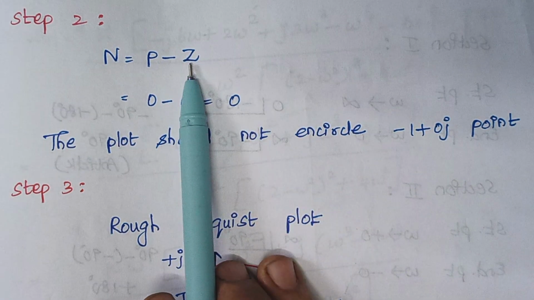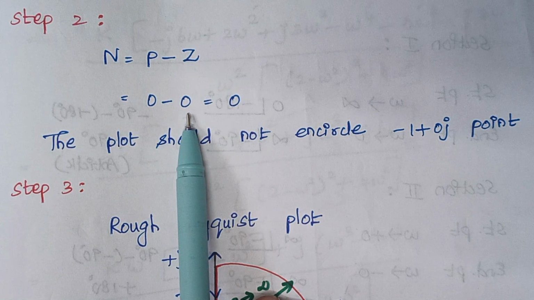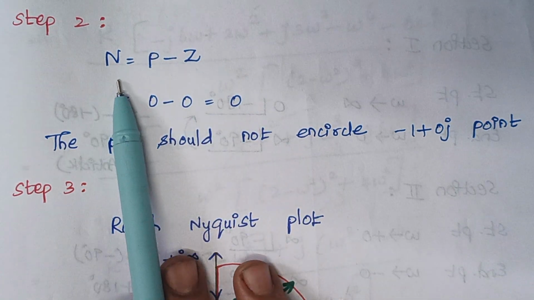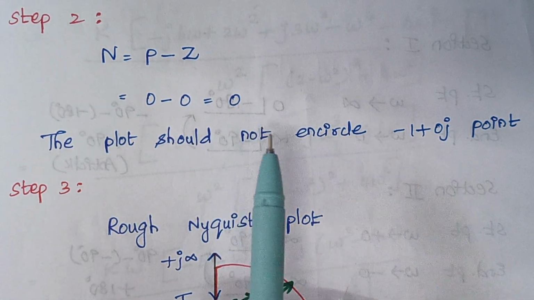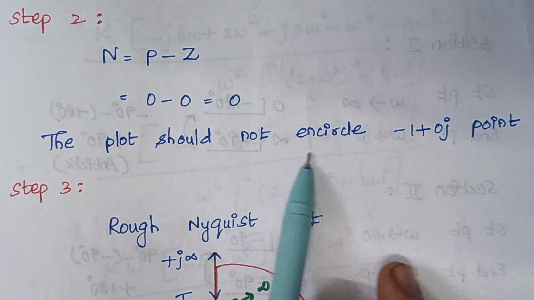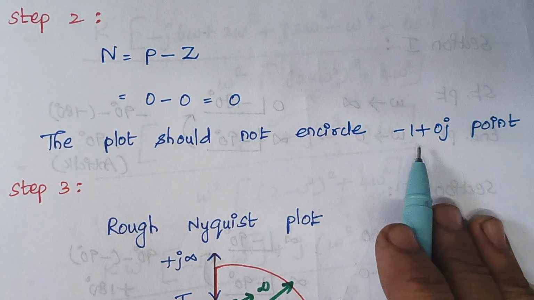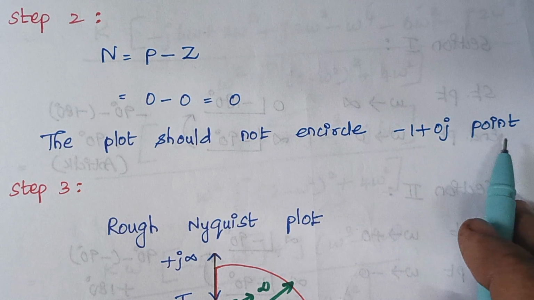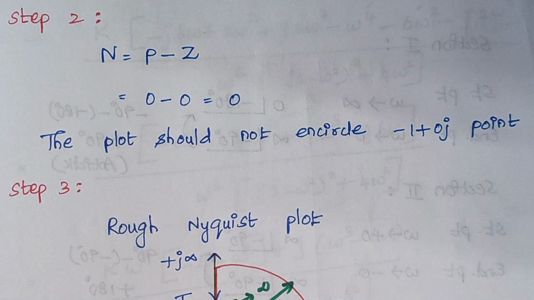So the number of zeros lying on the right hand side of S-plane is again 0. So the number of encirclements should be 0. This means that the Nyquist plot should not encircle the point minus 1 plus 0j, right? And step 3, we are going to draw a rough Nyquist plot.